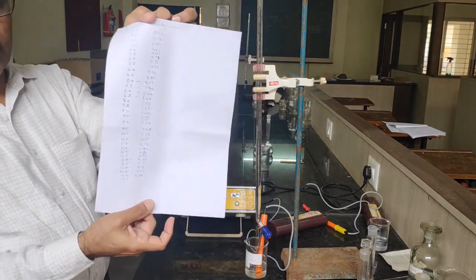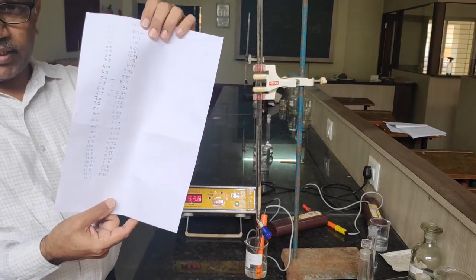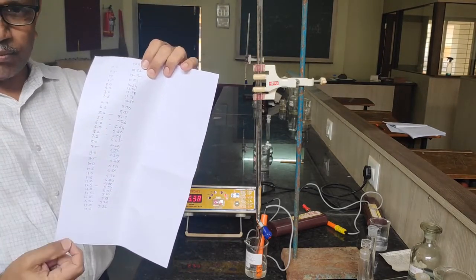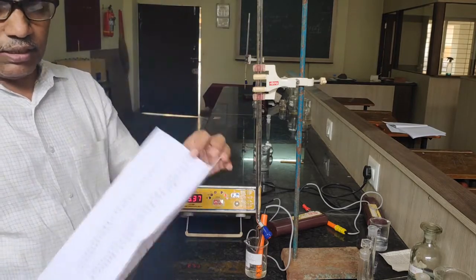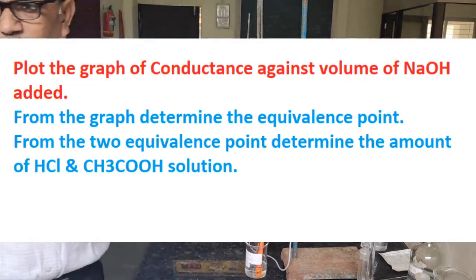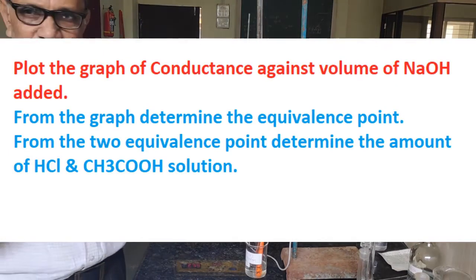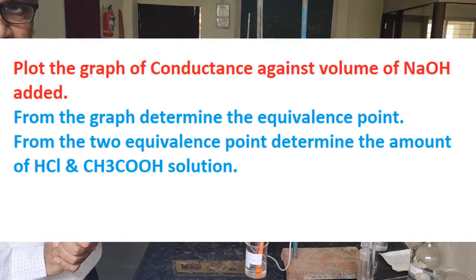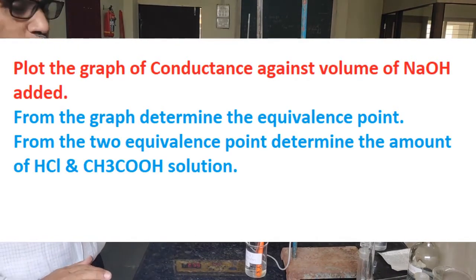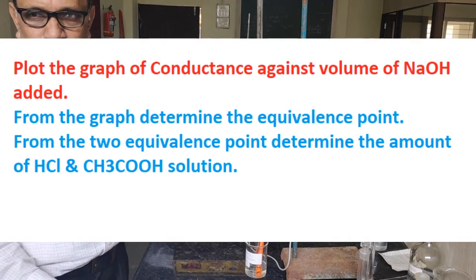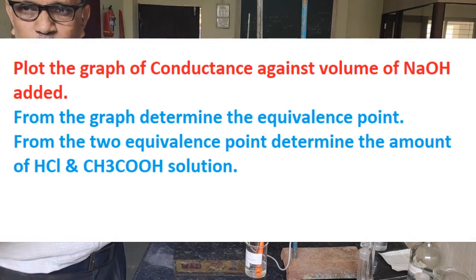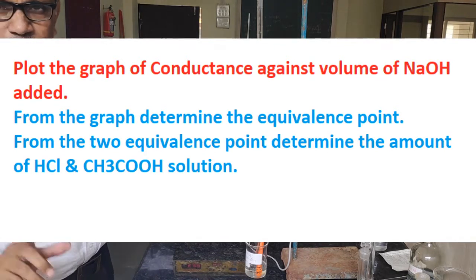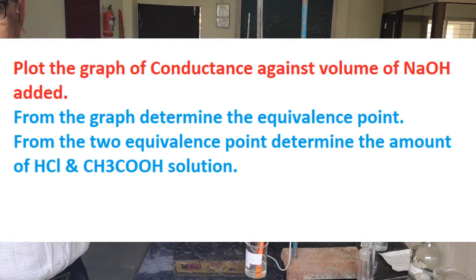From the readings it is seen that first the conductance decreases, later on it increases steadily, and after some time it increases rapidly. So in this experiment we get two equivalence points. First HCl reacts with NaOH, then acetic acid reacts with NaOH. From this experiment we have to determine the two equivalence points. The first equivalence point corresponds to the volume of HCl, and the second equivalence point corresponds to the volume of acetic acid.